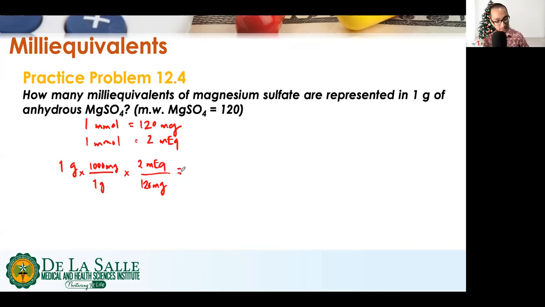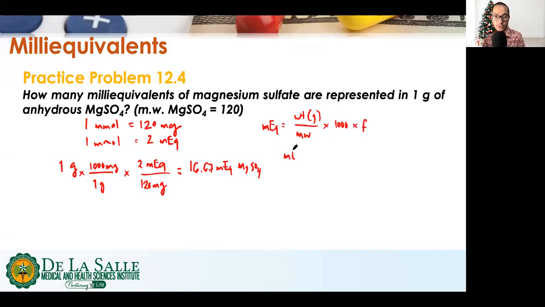Okay? So we now have this. So the answer is 16.67 MEQ of magnesium sulfate. Now you can also use the formula that we have. Okay? So remember yung ating formula kanina na binigay ko. The number of milliequivalents is equal to the weight of the substance in gram divided by the gram molecular weight, okay, times 1,000 times the factor, okay, or the valence.